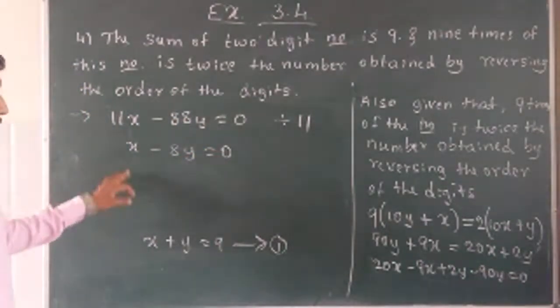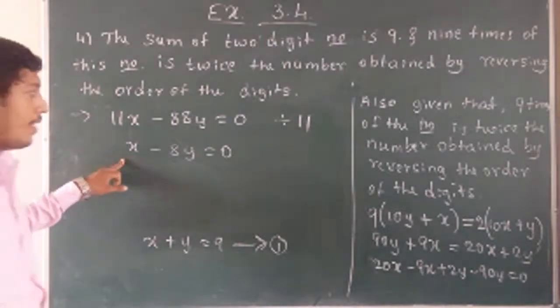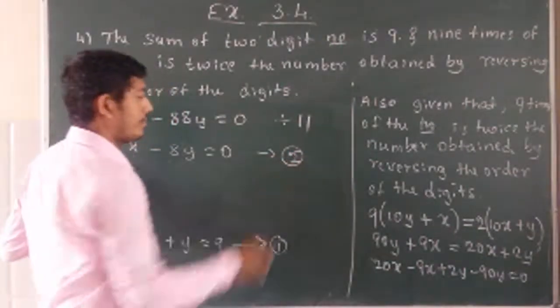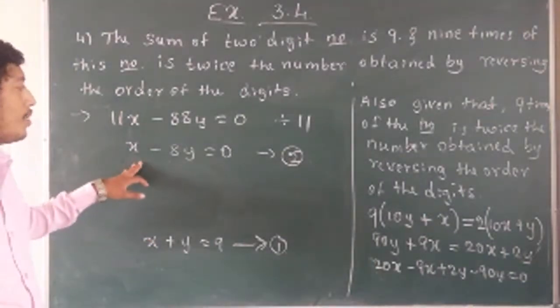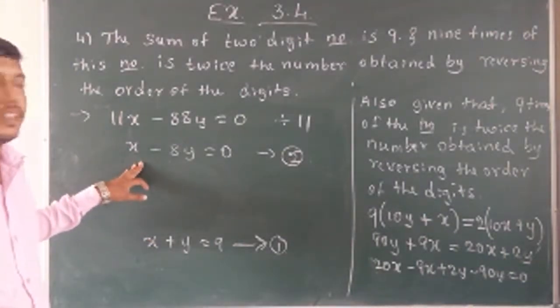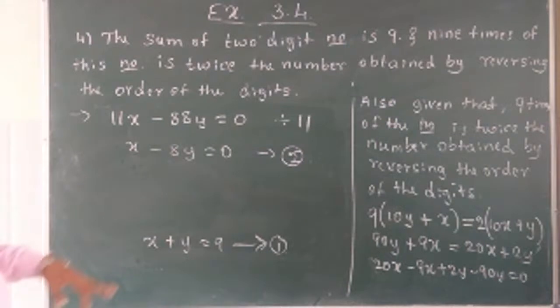So we got two equations. Equation 1 is x plus y equals 9 and equation 2 is x minus 8y equals 0. Just look at the steps carefully. Now we have to solve this by using the elimination method.